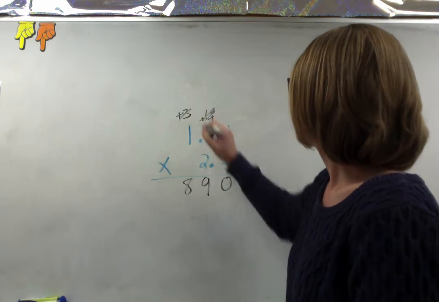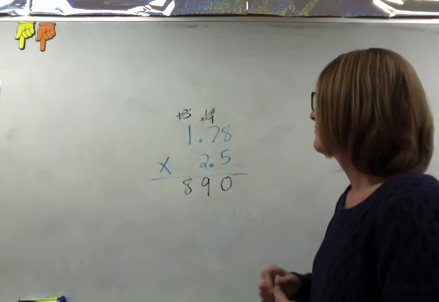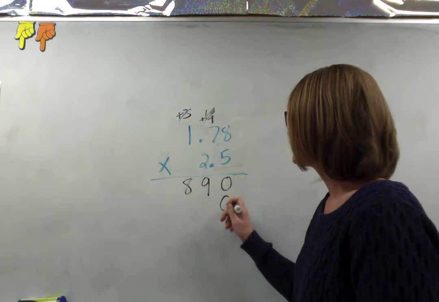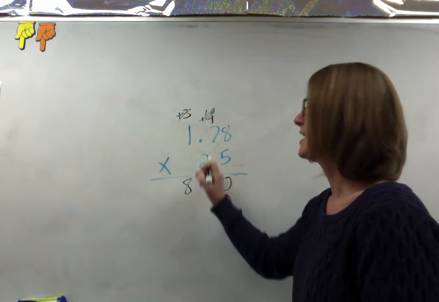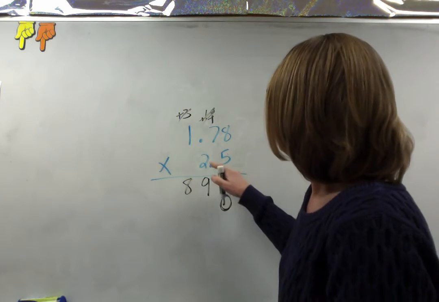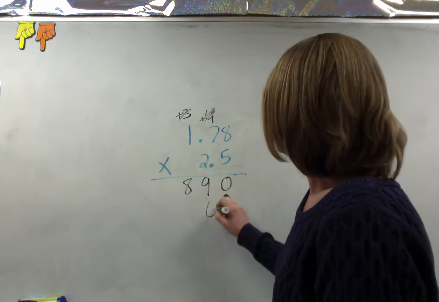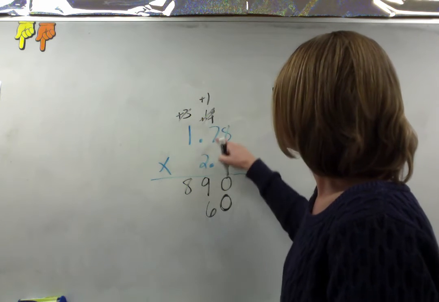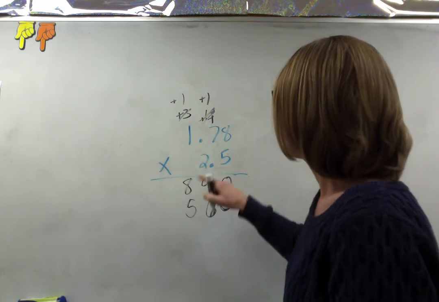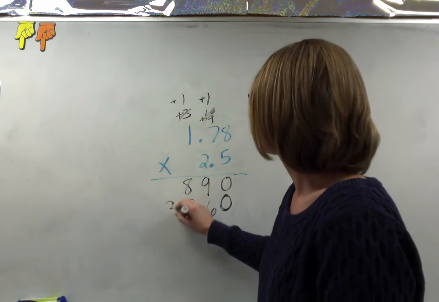Okay, done. Now we have to multiply everything by the 2. And we've got to put our magic 0 here because our answer has to start underneath the 2. So we do need that placeholder, okay? So we're going to do 2 times 8, which is 16. Carry the 1. 2 times 7 is 14, plus 1 is 15. Carry the 1 again. 2 times 1 is 2, plus 1 is 3.